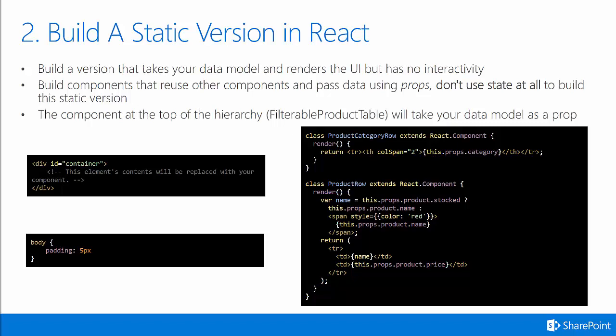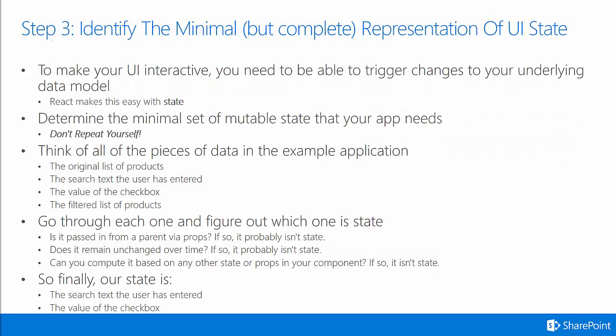After you've built your static version in React, the next piece of the puzzle is to identify the minimal but complete representation of your UI state. To make your UI interactive, you need to be able to trigger changes to your underlying data model. React makes this easy with state. To build your app correctly, you first need to think of the minimal set of mutable state that your app has. The key here is DRY. This is don't repeat yourself.